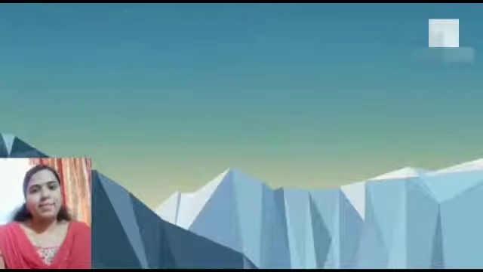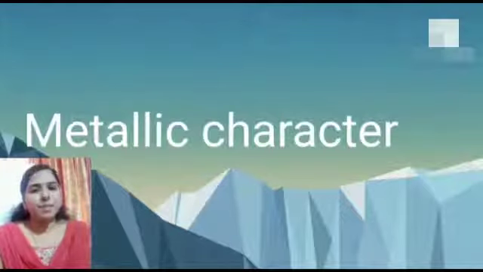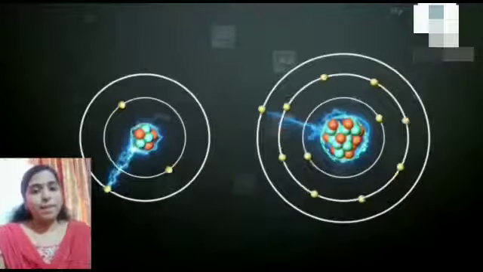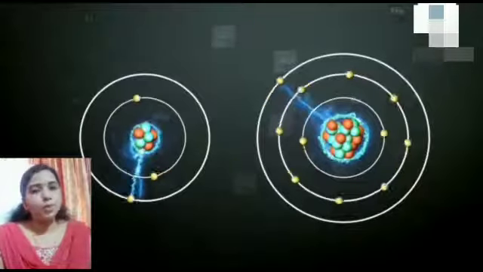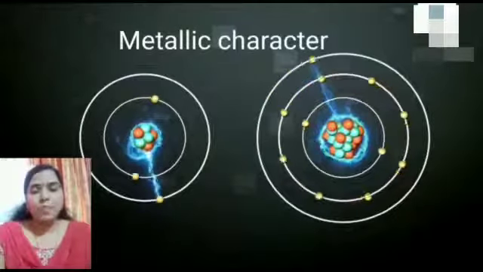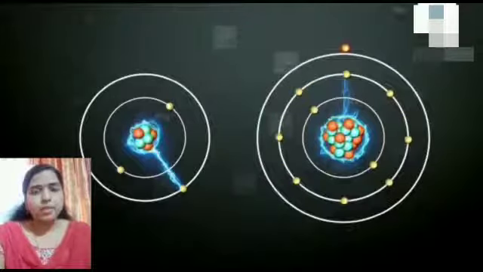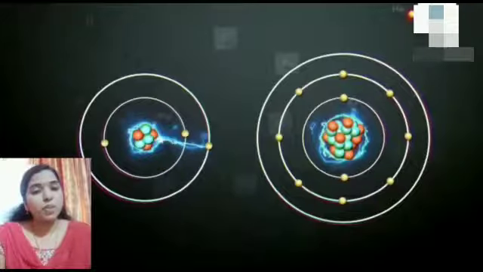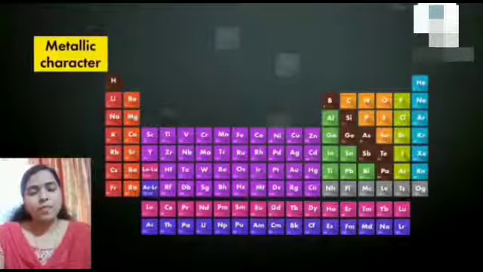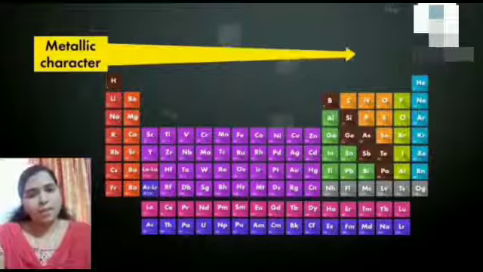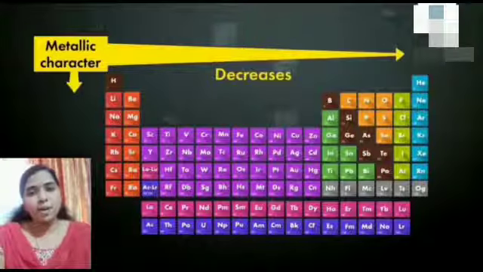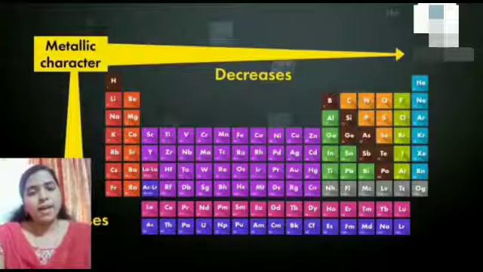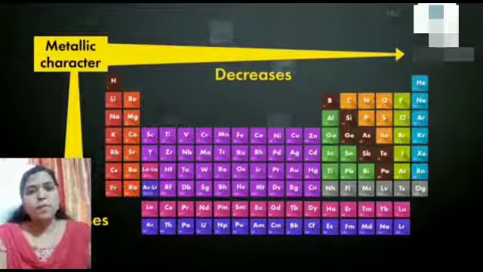Children, next let us discuss another property, that is metallic character. Metallic character is the tendency to lose electrons. Children, in an atom, valence electrons close to the nucleus experience a strong attractive force from it. That is called effective nuclear charge. This prevents the valence electrons from escaping the atom easily. On the other hand, if the electrons are far away from the nucleus, they can escape easily. Therefore, across the period, metallic character decreases, but down the group, metallic character increases.